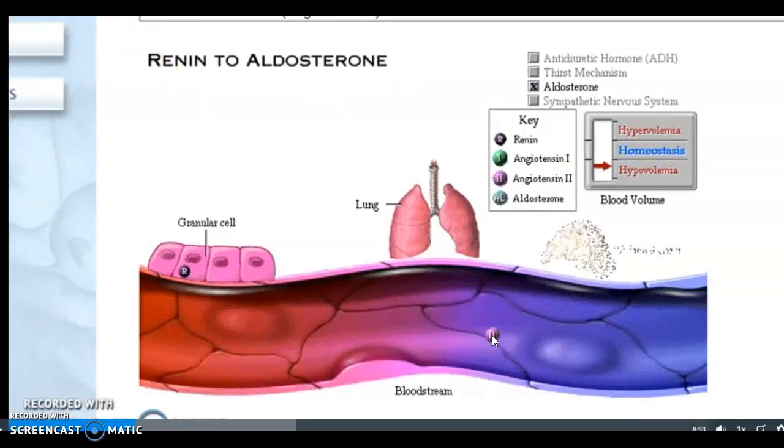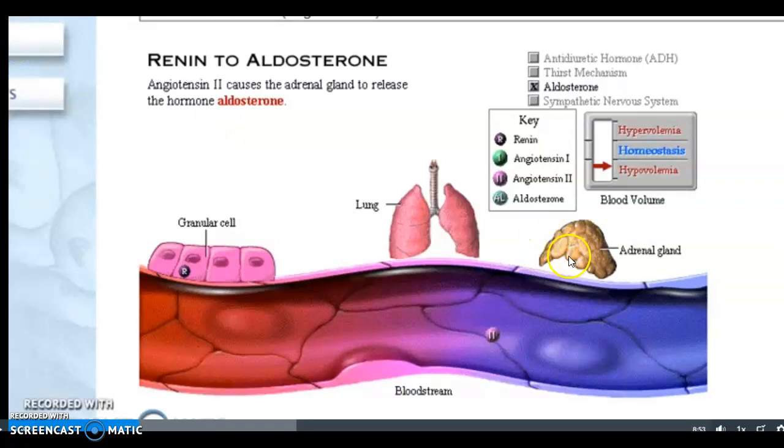Angiotensin II then, again, also causes the efferent arteriole to constrict, therefore increasing the glomerular filtration rate. Okay, but what else it does is it goes to the adrenal gland, triggering it to actually release aldosterone.